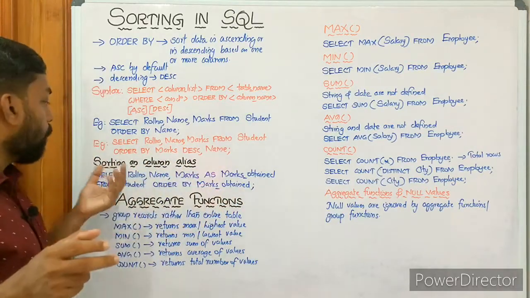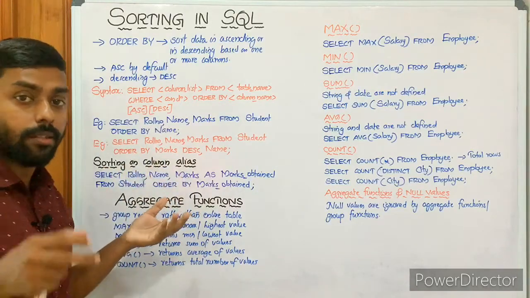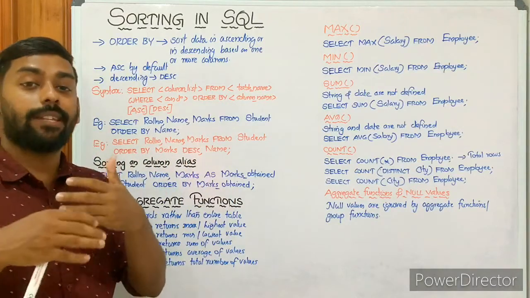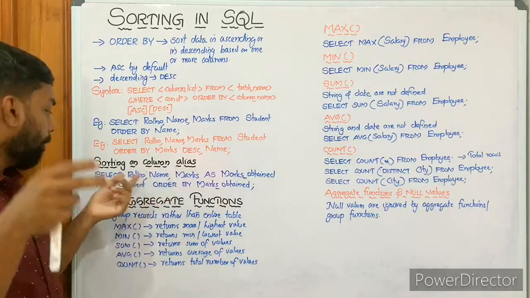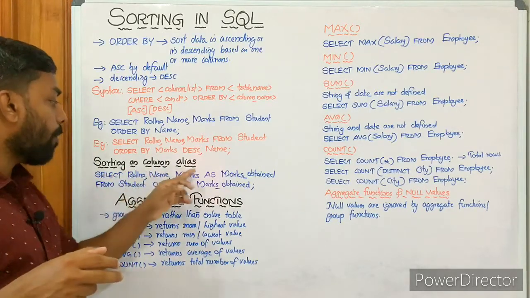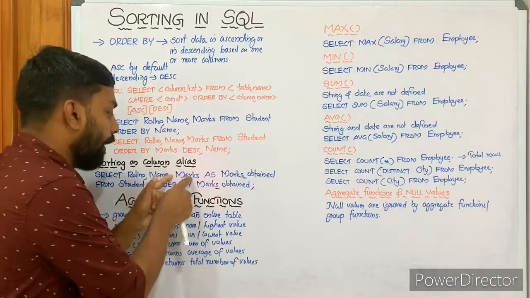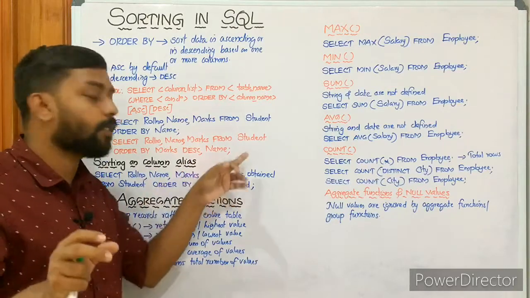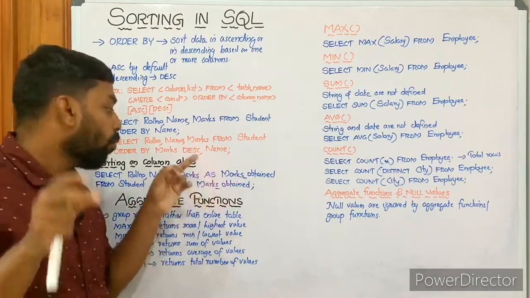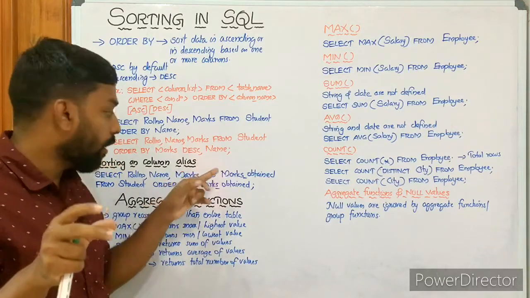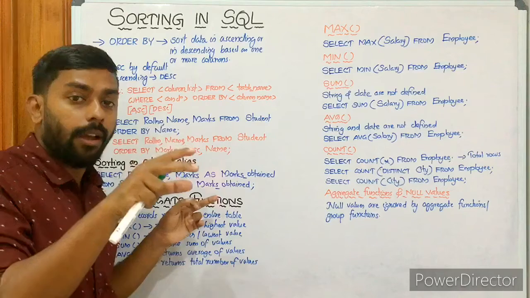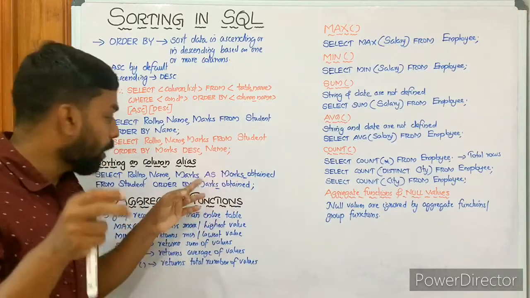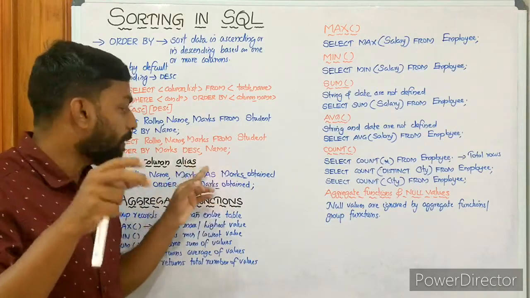Now let's move on to sorting on column alias. You know what aliasing is? Aliasing means giving another name, a temporary name, or we can say renaming, on a column. We have an example here: select roll number, name, marks as marks obtained. Here we rename marks as marks obtained. Marks is the original name and marks obtained is the alias name, and the specialty is we can apply the alias name, marks obtained, after the order by clause. You can see it: from student, order by marks obtained. We are not adding order by marks because we have given a new name.